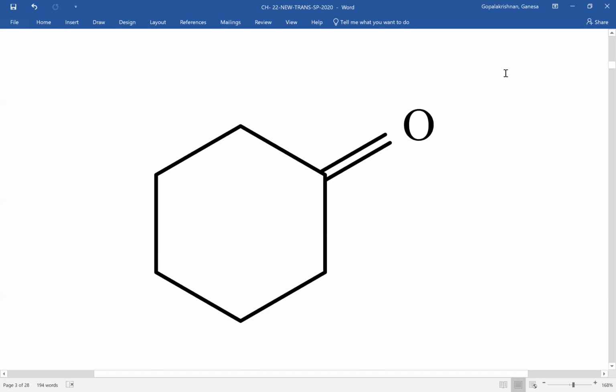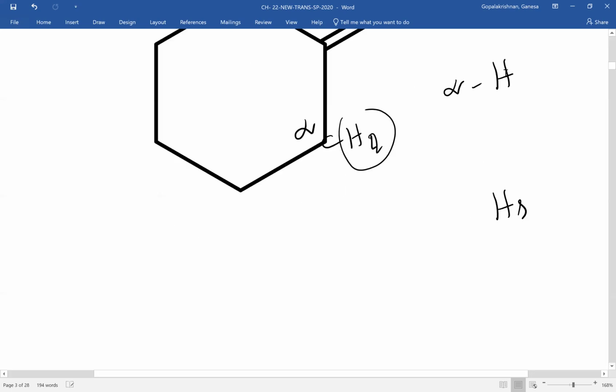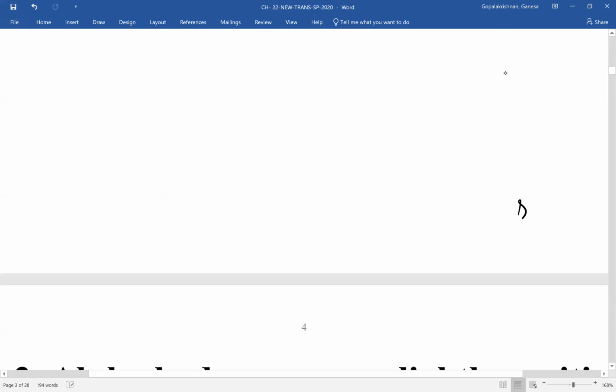This is a ketone. This has two alpha carbons. The hydrogens on them are alpha hydrogens. These and these are alpha hydrogens. What about them?